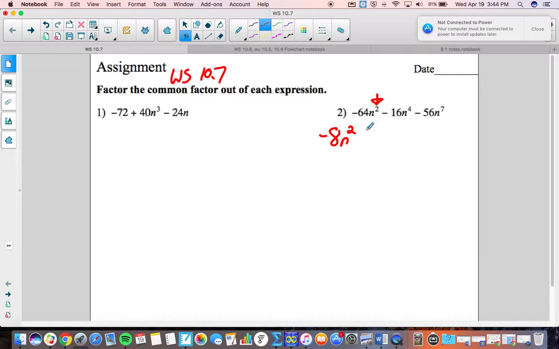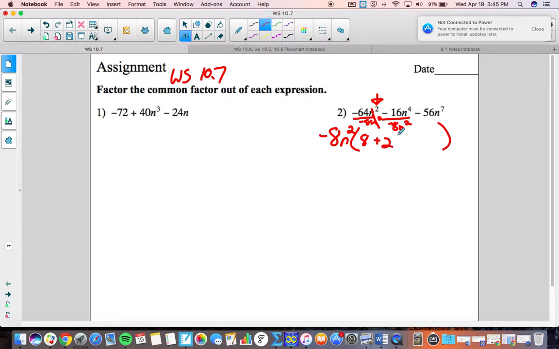To figure out what gets left in the parentheses, essentially we're creating a distribution problem. Our answer will be a distribution problem. And when we distribute, we should get what was originally typed in here. So when I divide negative 64 by negative 8, I get 8. N squared divided by n squared, the n's actually cancel out. And then negative 16 divided by negative 8 gives us a positive 2.